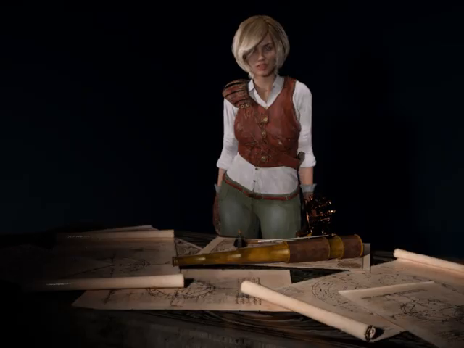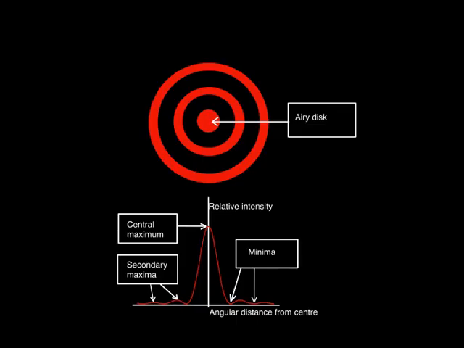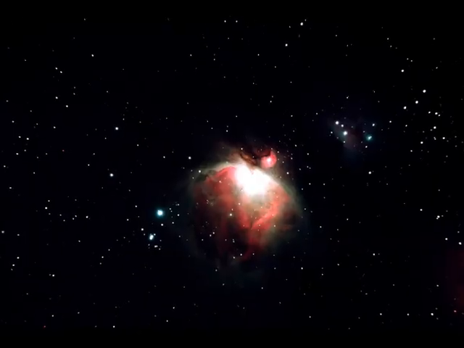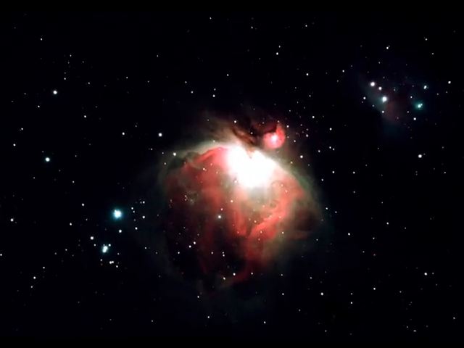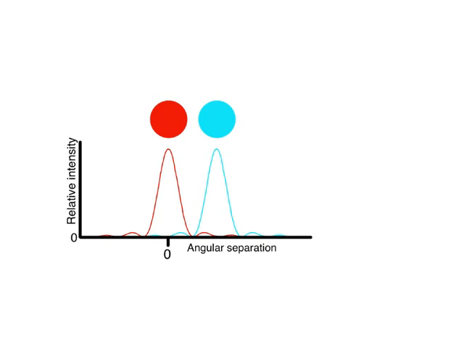In this video I will review the diffraction pattern for two stars. From the previous video we know that, when starlight passes through a telescope, the light diffracts and spreads out. In this picture of the Orion Nebula, many stars can be clearly seen to be separate from each other. They are said to be resolved. Their diffraction patterns don't significantly overlap.